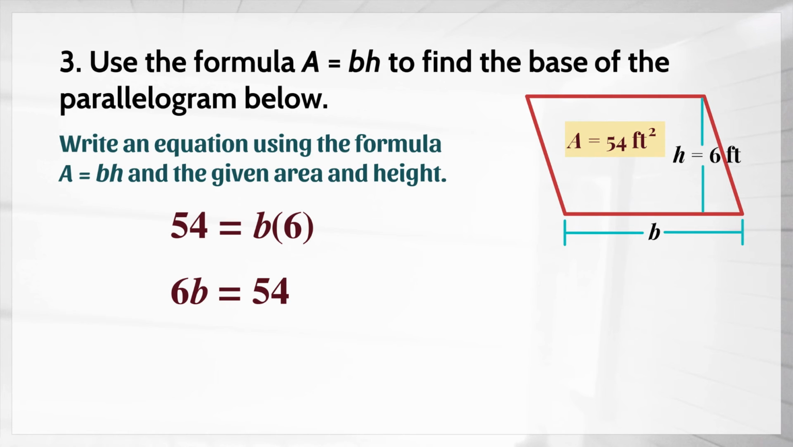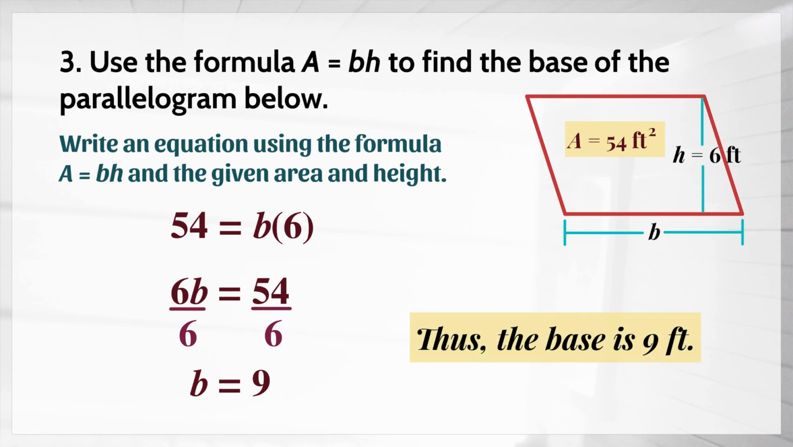After that, we need to isolate b on the left side of the equation. We can do that by dividing both sides by 6. Just put 6 under each side of the equation to indicate division. Cancel 6, and 54 divided by 6 is equal to 9. Then, b is equal to 9. That means that the base is 9 feet.